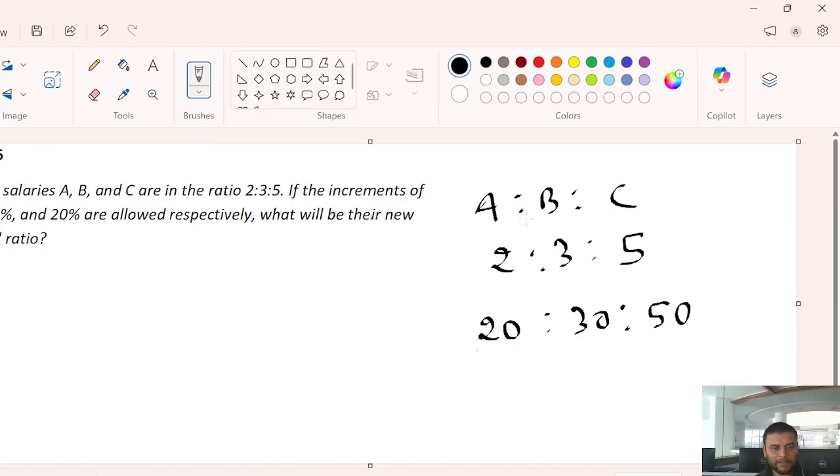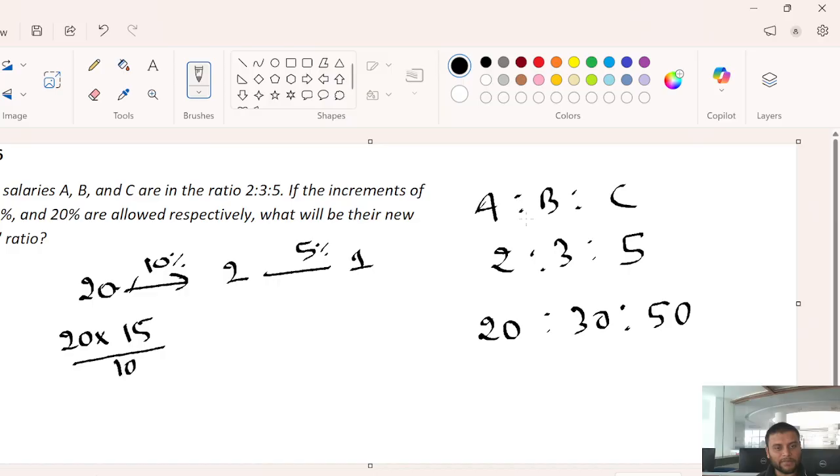After multiplying with the variable, they are saying that A's salary is increased by 15%. So I have to find 15% of 20, guys. For that, I simply do 10% of 20 is 2, and 5% is 1. If you are not able to understand, you can find it like this: 20 into 15 by 100, because they are asking 15%. So finally 15% of 20 is 3. Here also 2 plus 1, 3 is the 15%.